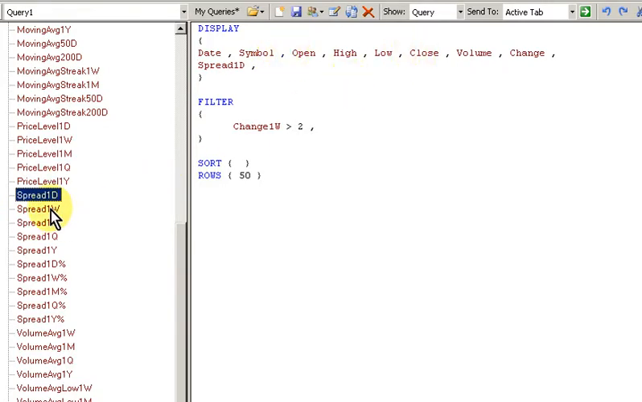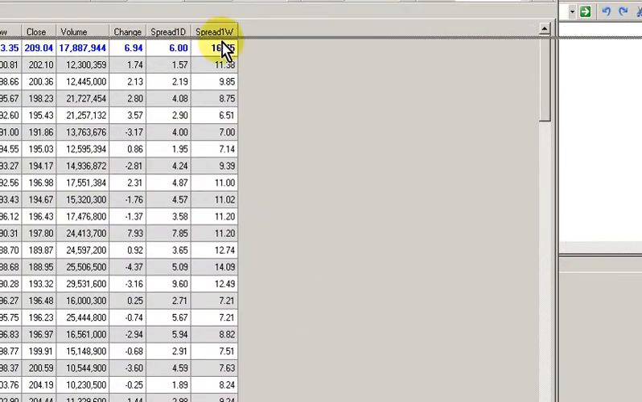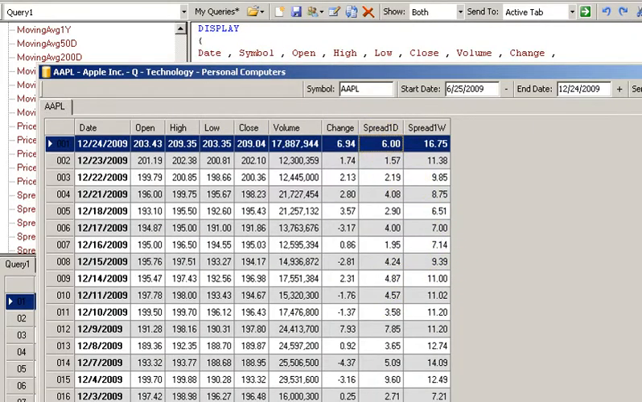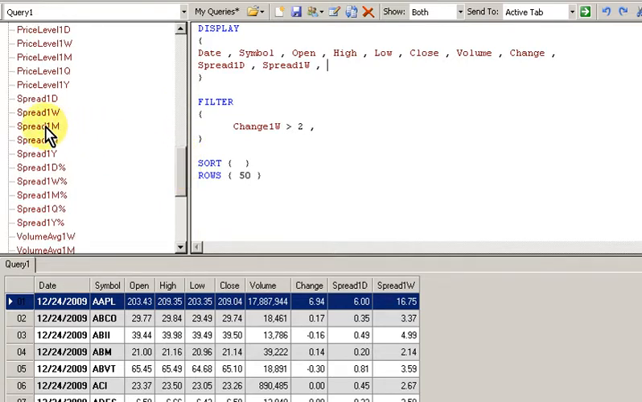I'll go ahead and load a couple of them, and I'll run that. And we see that Apple had a spread of $6 for the day and a spread of $16.75 for the week. So this thing can move. The spread between the high and the low. So let's look at all of them. It's so volatile. Let's just take a look.